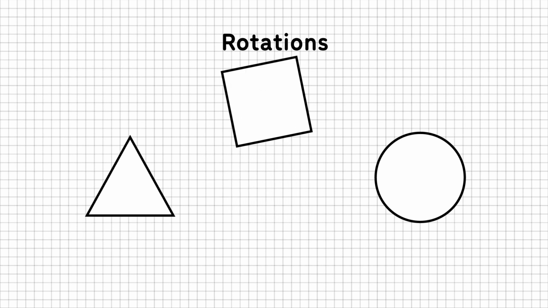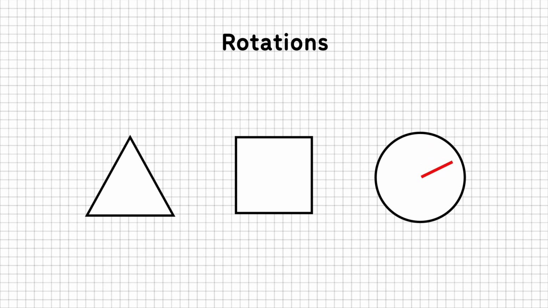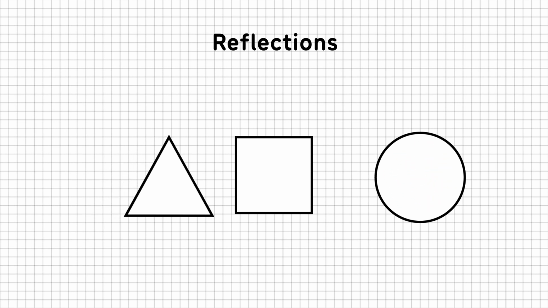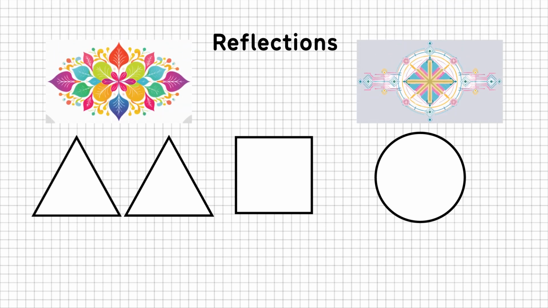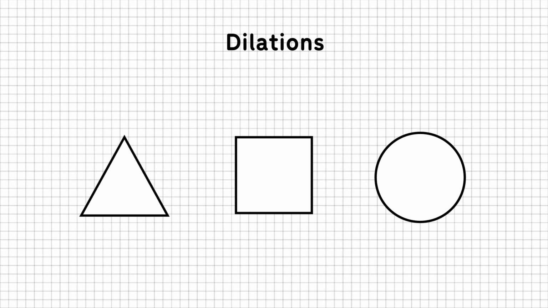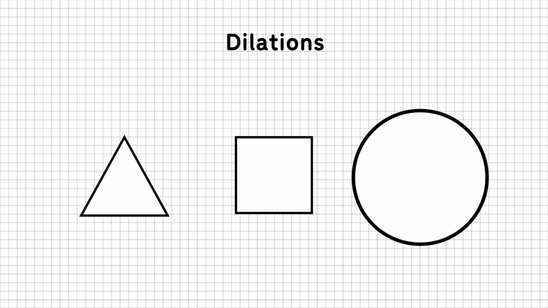Rotations, turn a shape around a fixed point, like a clock hand moving around a clock face. Reflections flip a shape over a line, like a mirror image. This concept is used in art and design to create symmetrical patterns. And dilations, that's when shapes decide to go on a diet or bulk up.